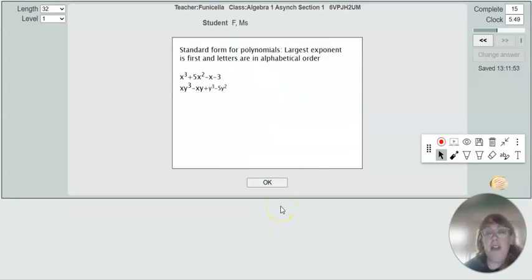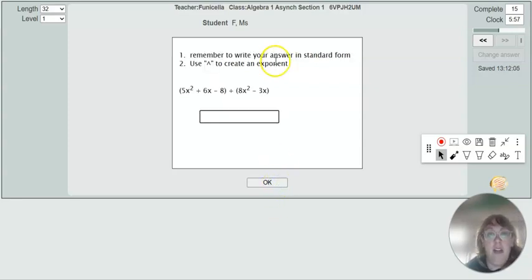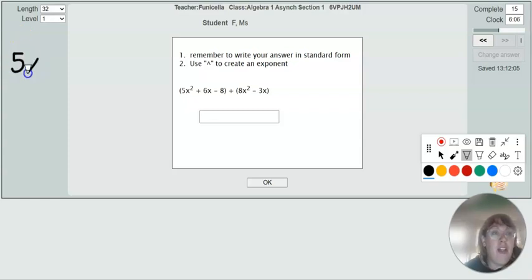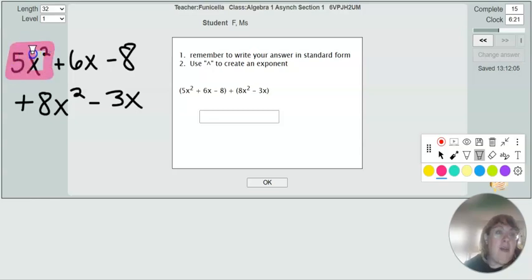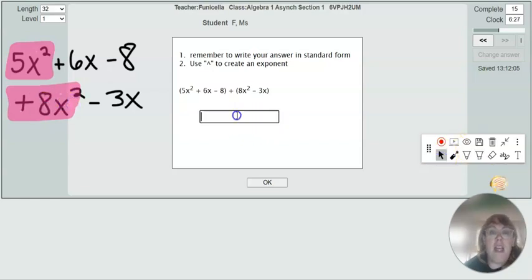Standard form for polynomials is the largest exponent first, and the letters are also in alphabetical order. So you can hit OK. So it says, remember to write your answer in standard form and use a caret to create an exponent. So we have addition, so we can just drop the parentheses and rewrite it. 5x squared plus 6x minus 8 plus an 8x squared minus a 3x. Now we can combine this 5x squared with this positive 8x squared. 5 plus 8 is 13x squared.